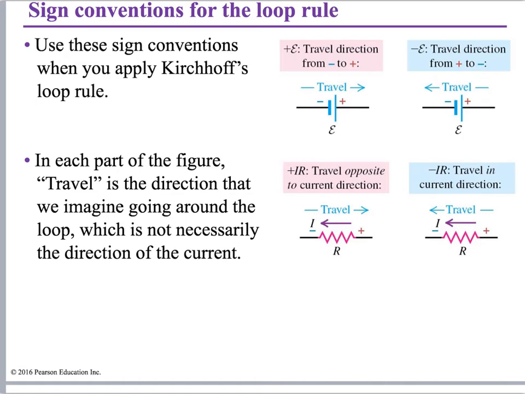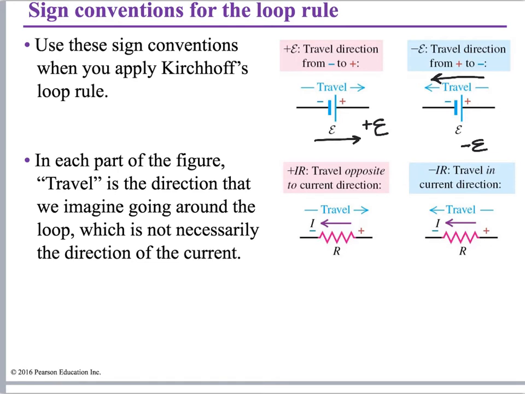And so here are some of the rules. If we're traveling around a loop and we go through a battery in the direction that takes us from the negative terminal to the positive terminal, then that's a gain equal to whatever the potential of the battery is. However, if we go through a battery from positive to negative, that's the opposite direction, then we're losing potential, and that's equal to minus the potential of the battery.